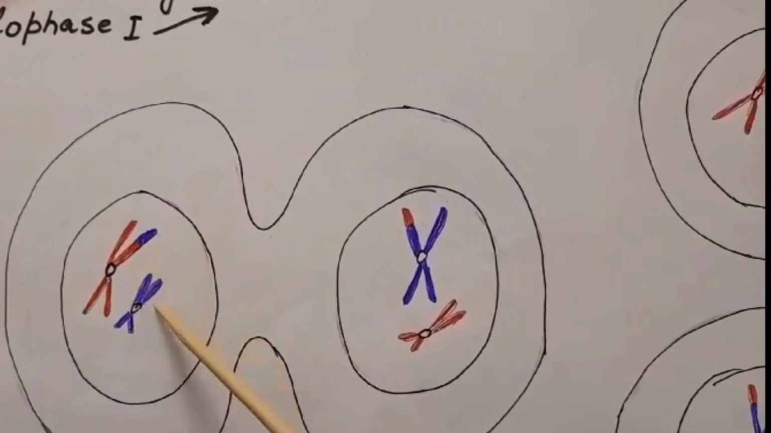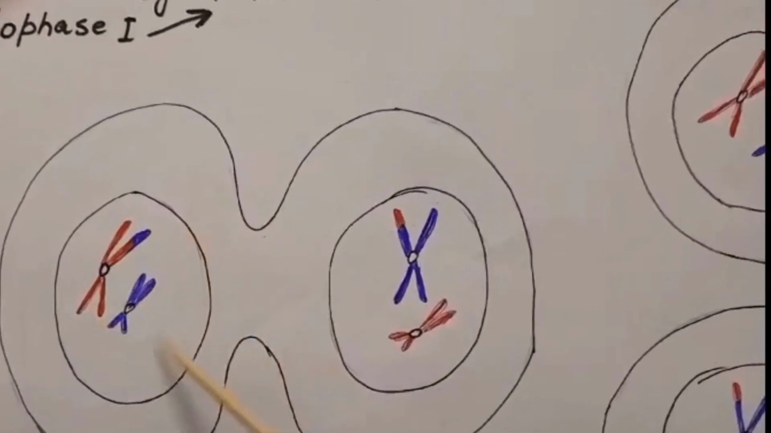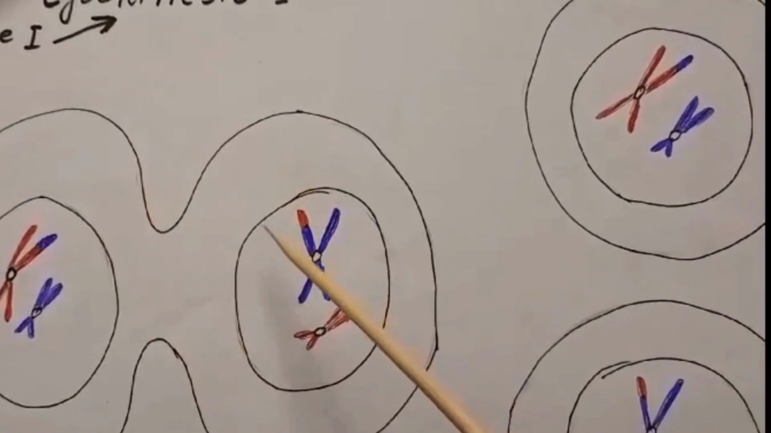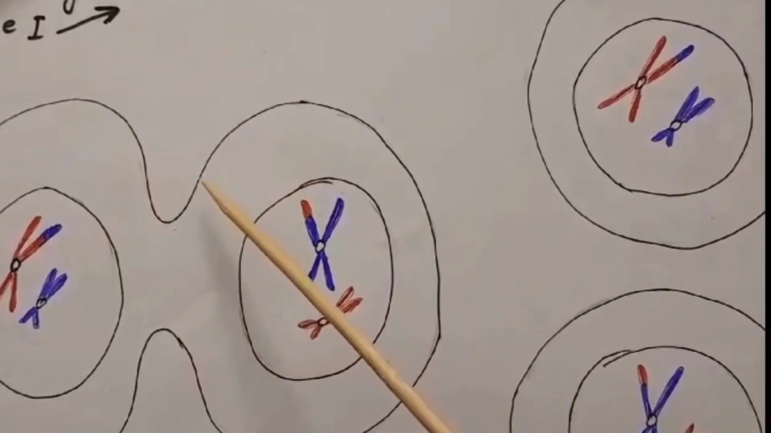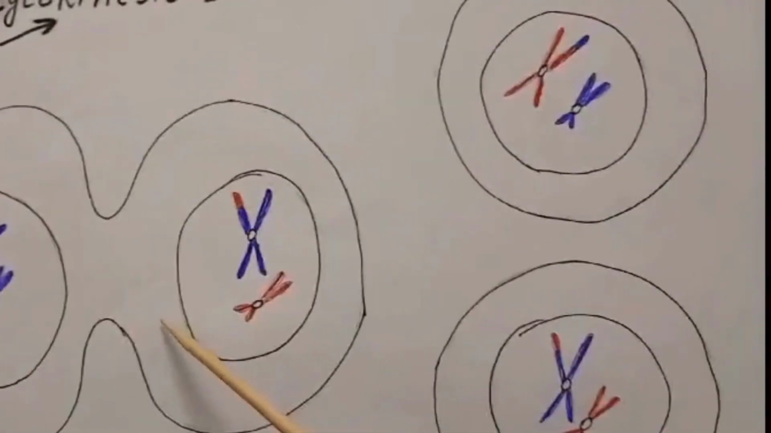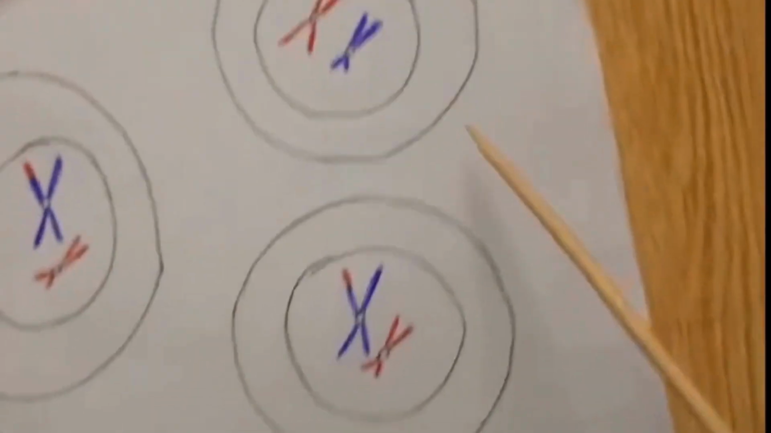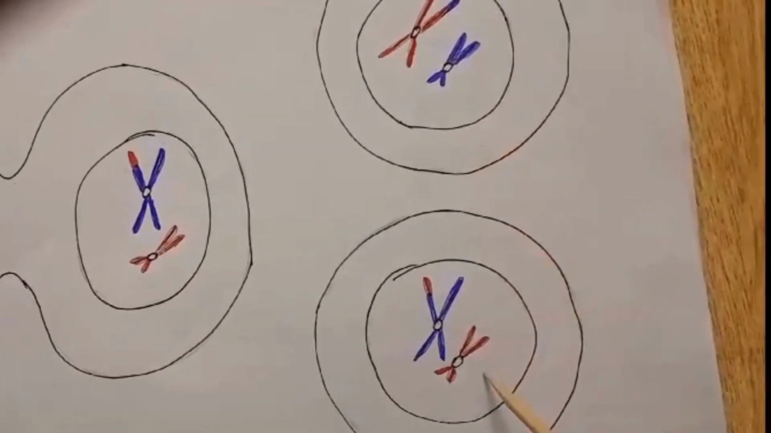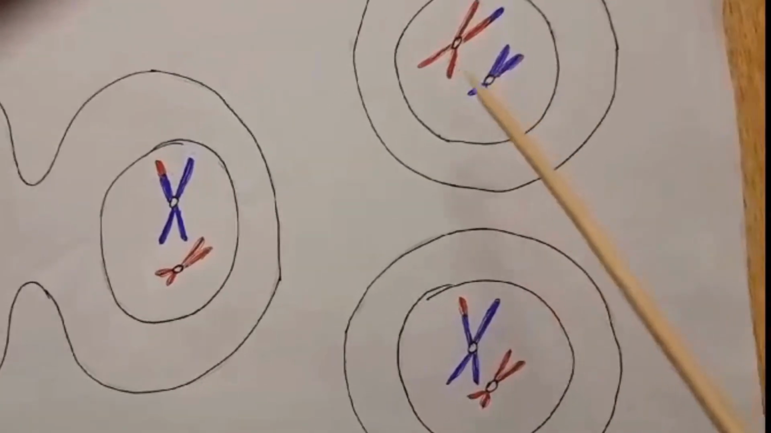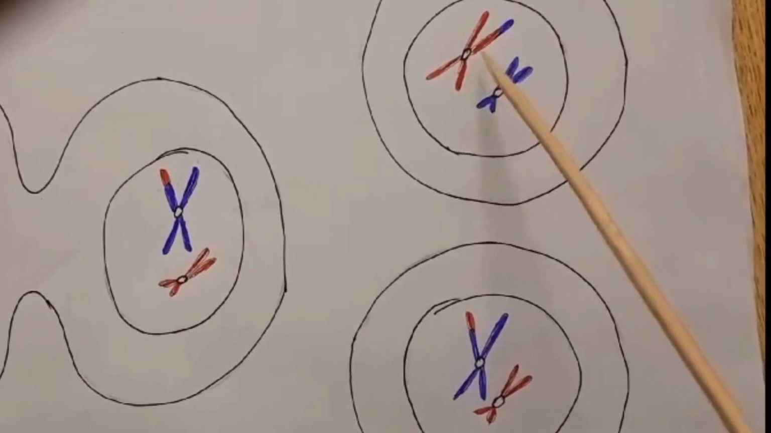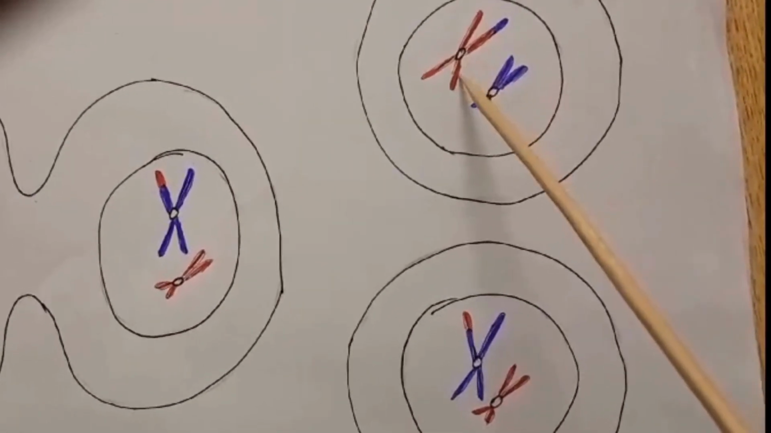In telophase 1, the nuclear membrane reforms and cytokinesis 1 takes place by the cleavage of the cytoplasm, and it will result in two cells with two chromosomes, but the two chromosomes each have two chromatids.